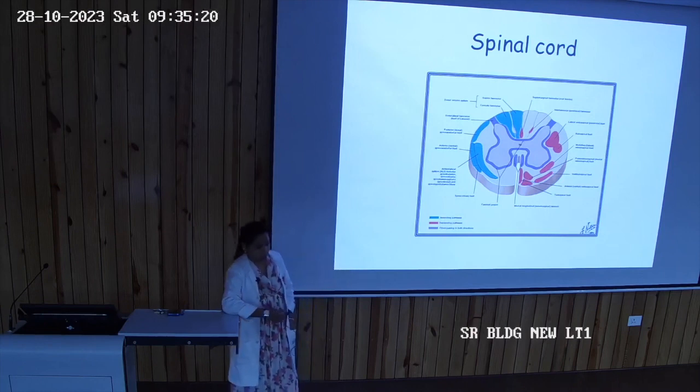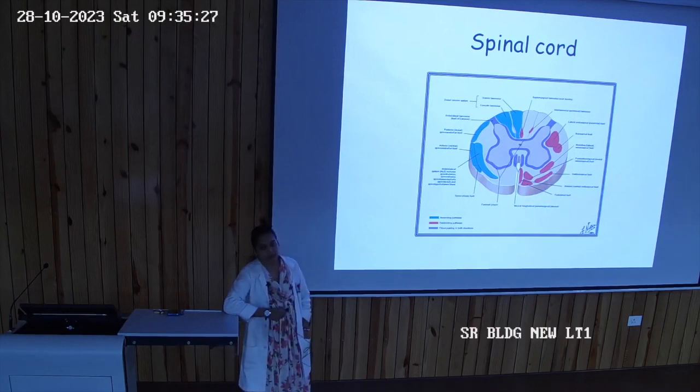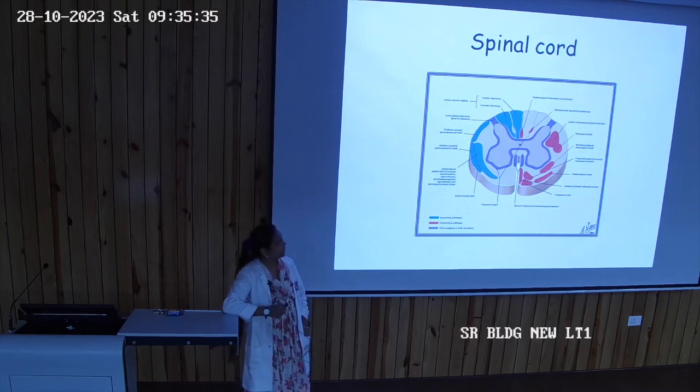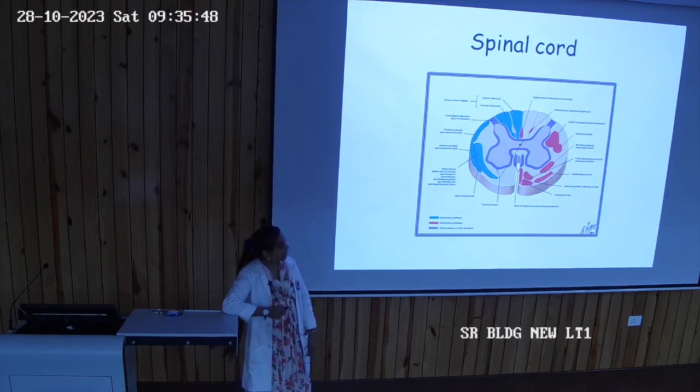Now, what are the landmarks here? In the anterior part, there is a deep groove, which is known as the anterior median fissure, not sulcus. It is deep, that is why it is a fissure. So it's the ventral median fissure or anterior median fissure. Posteriorly, it has a faint sulcus, which is known as the dorsal median sulcus. Then on both lateral parts, ventrally and dorsally, we have the ventrolateral and dorsolateral sulcus. In the center, we have H-shaped gray matter.